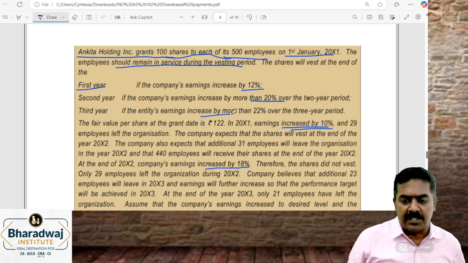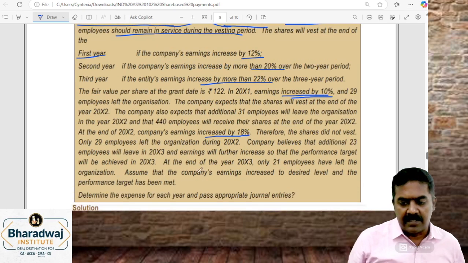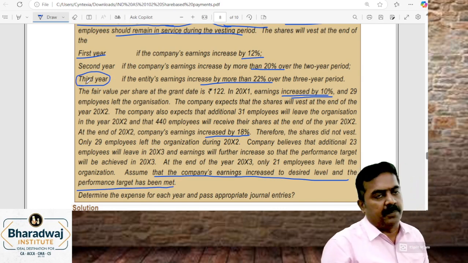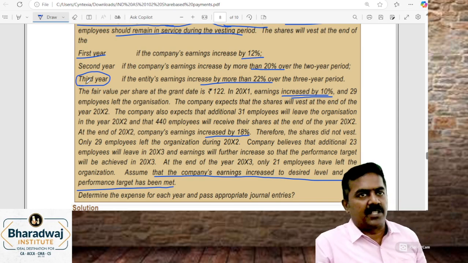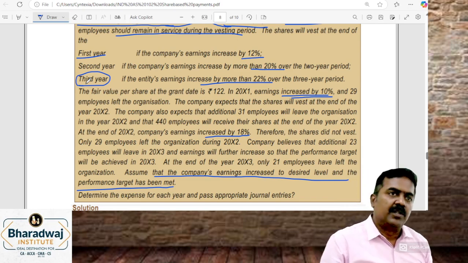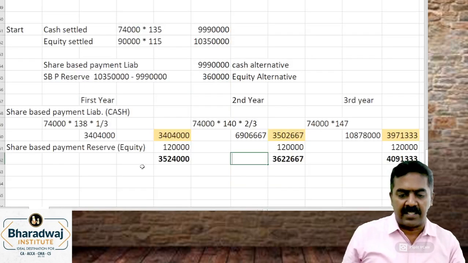Third year, the company's earnings increase by more than what? 22% is given. Assume that the company's earnings increase at the desired level and the performance target has been met, which means it was met in the third year. So when you are in the first year, what will be the vesting period? 2 years vesting period. When you are in the second year, 3 years vesting period. Okay. So we have to provide for the number of employees left, etc.